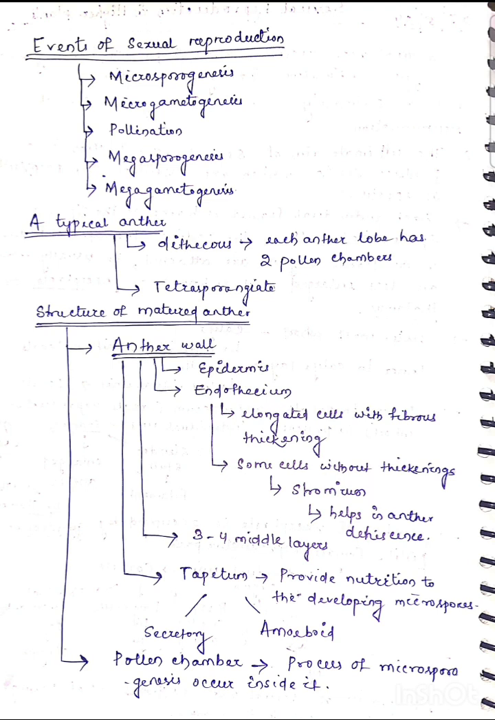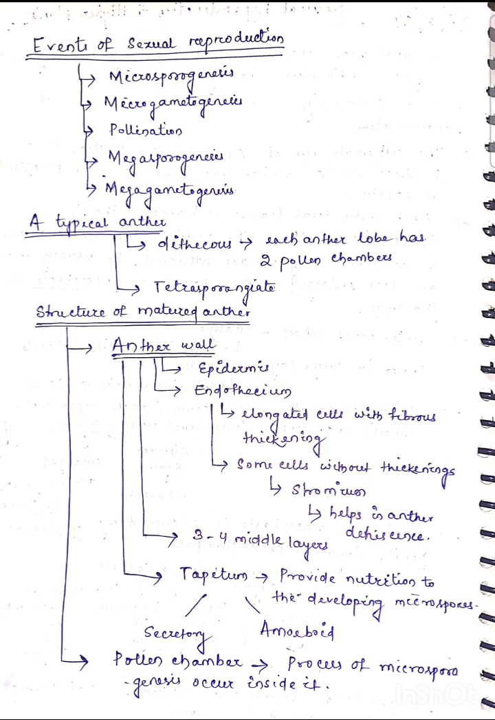Next, events of sexual reproduction. At first, microsporogenesis, formation of pollen grain, then microgametogenesis, two male gametes are formed, then pollination, transfer of male gametes to the female part, then megasporogenesis, formation of megaspore, then megagametogenesis, formation of embryo sac. Now the details about the male reproductive part and its development.